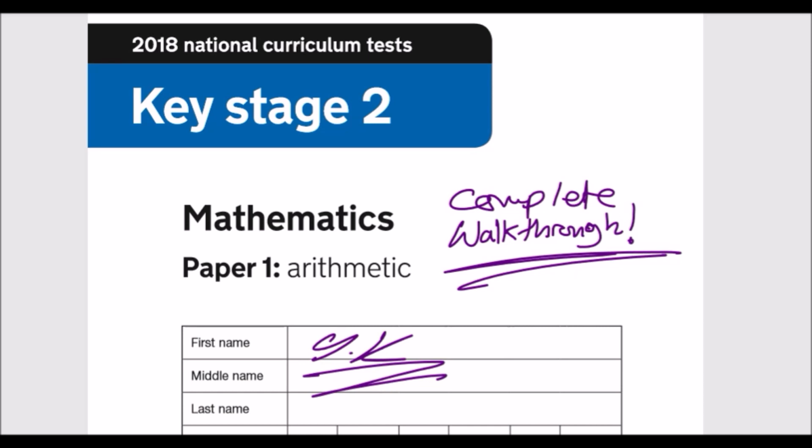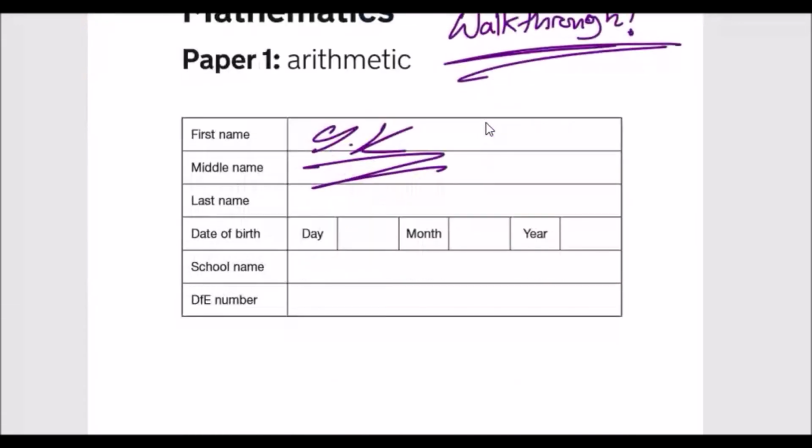Here we'll be watching the 2018 Key Stage 2 Paper 1 Arithmetic paper. And here I'm going to do a complete walkthrough and breakthrough of all the questions. Okay, so how about we just jump straight ahead and start from question 1, yeah?